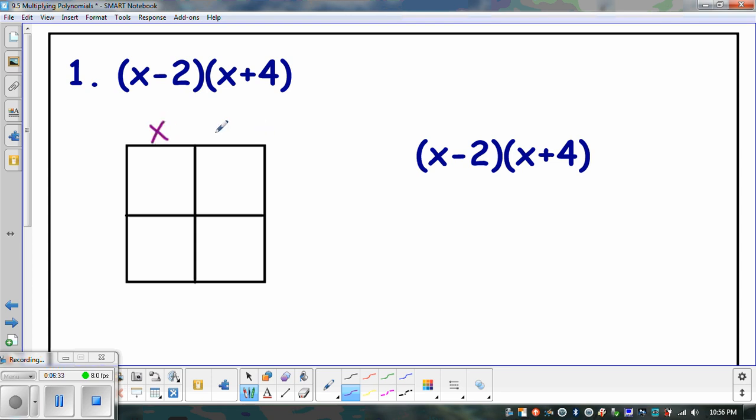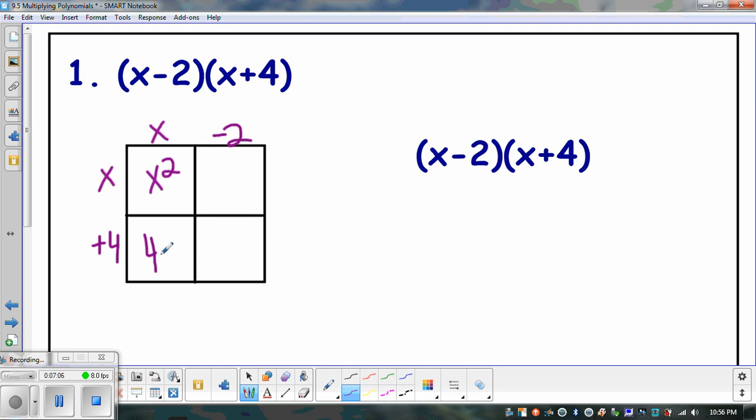The x gets this box, the negative 2 gets this box. The next binomial that I have is x plus 4. X would go down, x for that one, and a positive 4 for the bottom. Yes, I did draw the positive sign on purpose. We are now going to multiply old school x times x. The answer goes right here. X times x is x squared. Now I'm going to take x times 4, and that answer goes right in here.